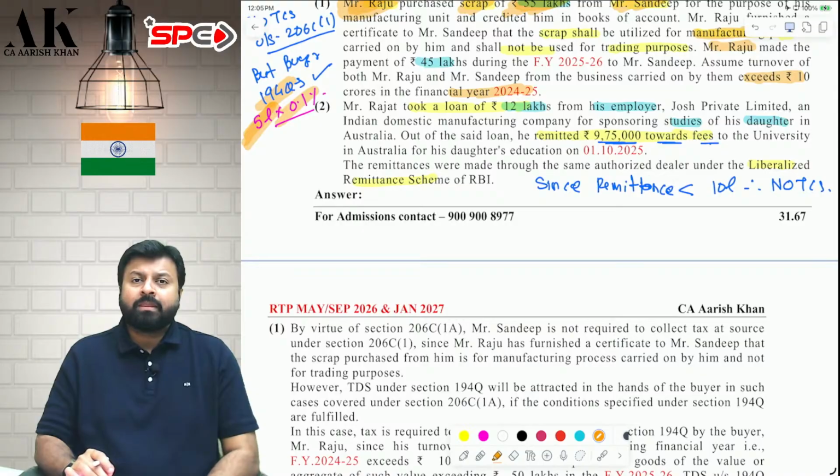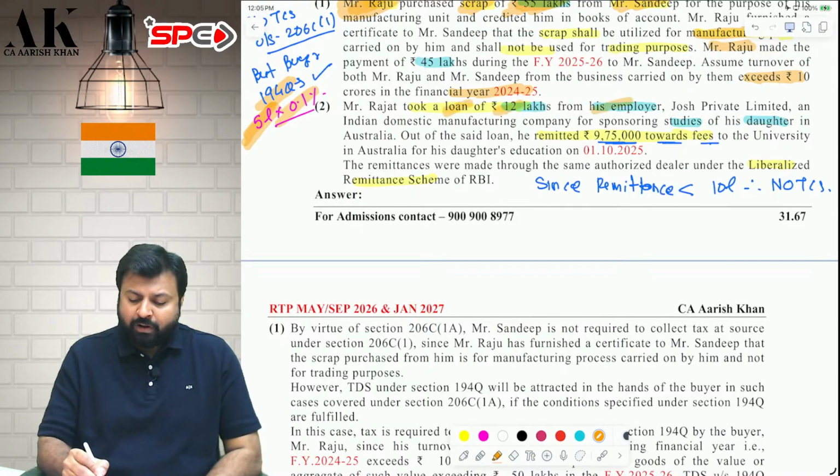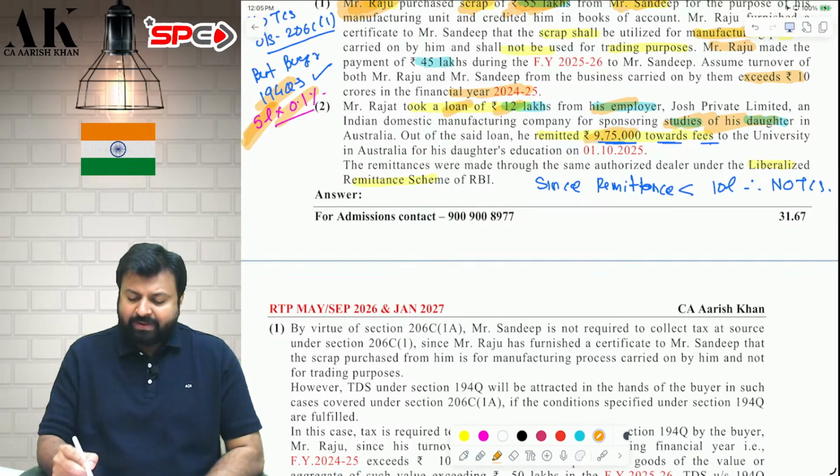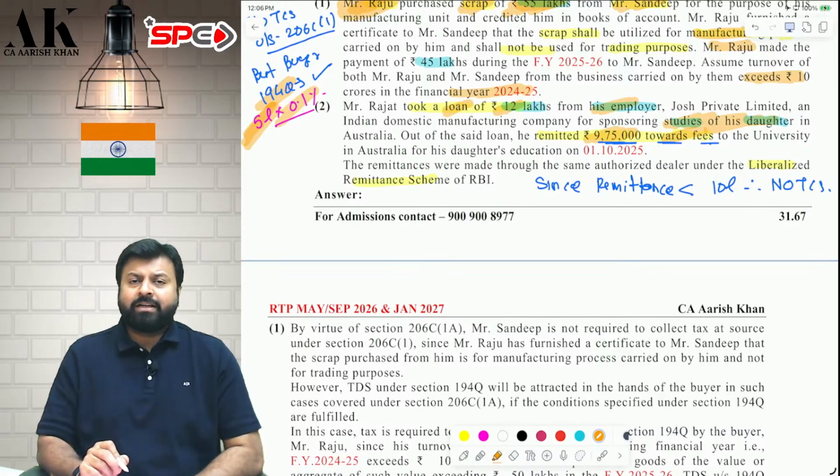Next one. Mr. Rajat has taken a loan of 12 lakh rupees from his employer for what? For education outside India of his daughter. Out of that, he has remitted 9,75,000 to the university outside India. Whether TCS will apply or not.